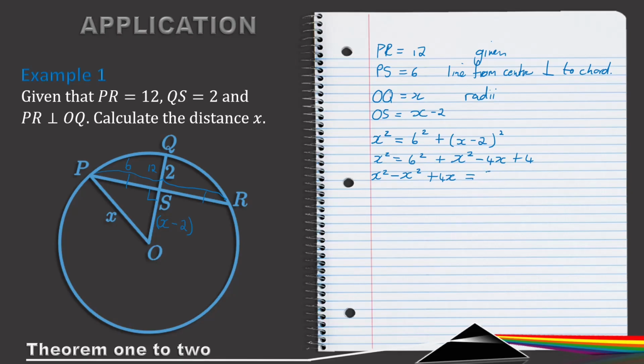So this is 36 plus 4. Okay, this becomes 0, so we're left with 4x equal to 40, and then divide both sides by 4, so x is equal to 10. Okay, that is our answer there.